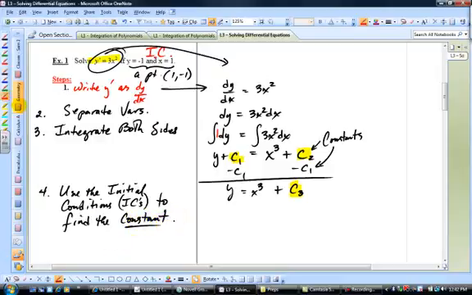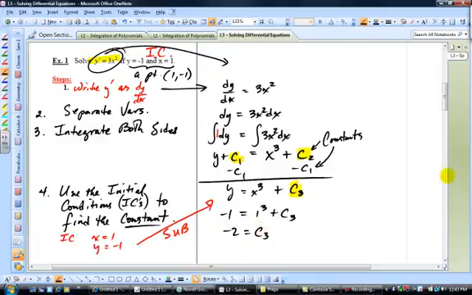Okay, now I know the initial condition for us is x equals 1 and y equals negative 1. So what we do is we substitute them in there and we find the value of c. Okay, so y I know is negative 1, x is 1, and I got to solve for c. So 1 cubed is 1, subtract 1 from negative 1, and you get negative 2 equals c3.